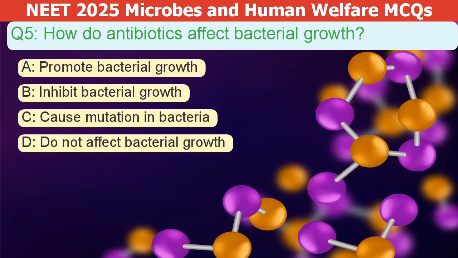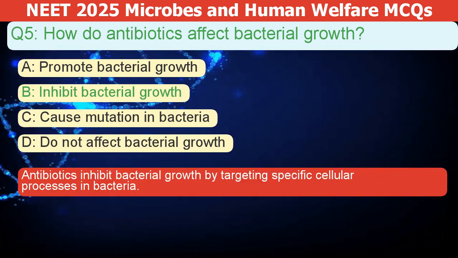How do antibiotics affect bacterial growth? A. Promote bacterial growth. B. Inhibit bacterial growth. C. Cause mutation in bacteria. D. Do not affect bacterial growth. The correct answer is B. Antibiotics inhibit bacterial growth by targeting specific cellular processes in bacteria.